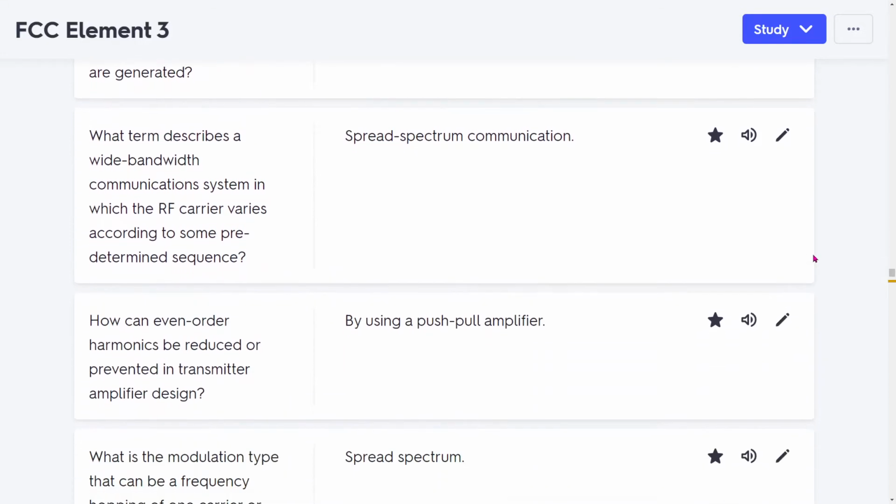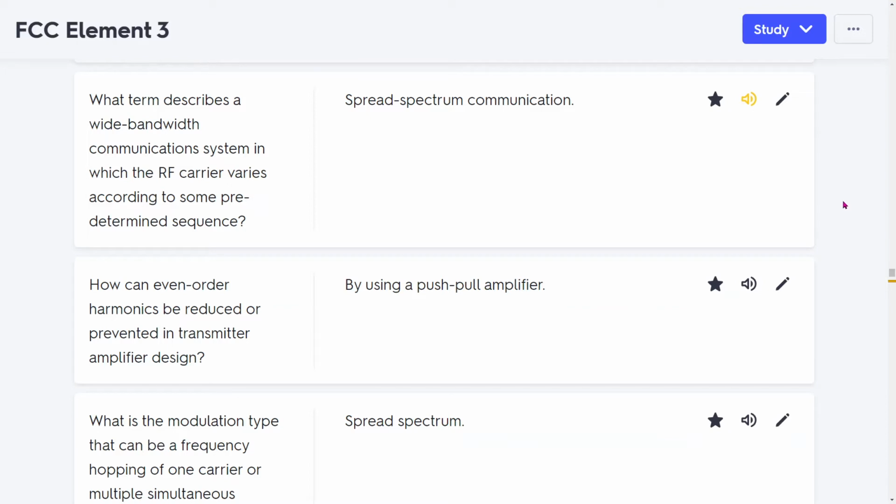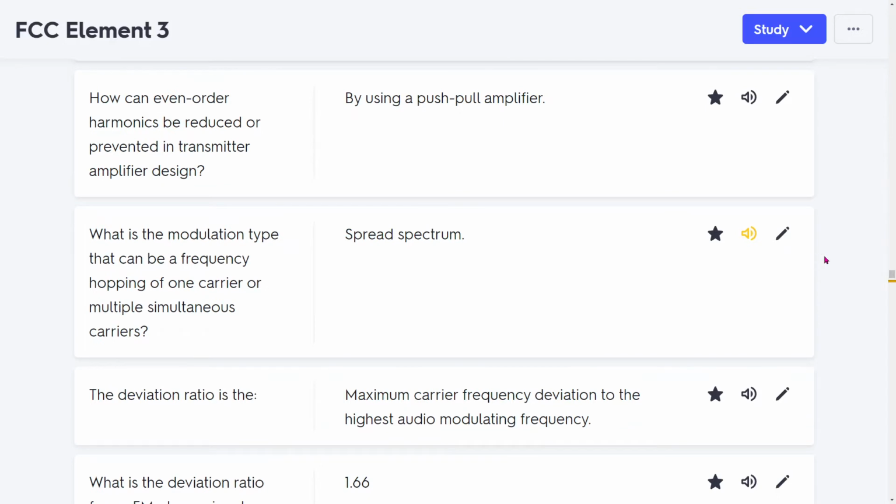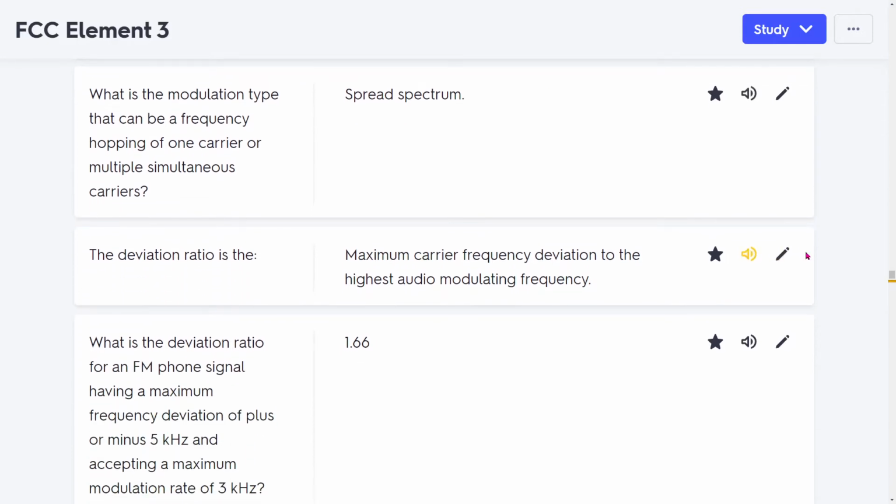What term describes a wide bandwidth communications system in which the RF carrier varies according to some predetermined sequence? Spread spectrum communication. How can even-order harmonics be reduced or prevented in transmitter amplifier design? By using a push-pull amplifier. What is the modulation type that can be a frequency hopping of one carrier or multiple simultaneous carriers? Spread spectrum. The deviation ratio is the maximum carrier frequency deviation to the highest audio modulating frequency.